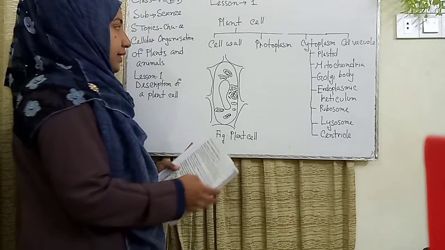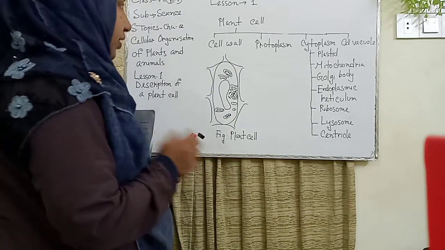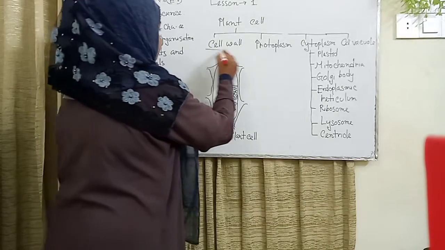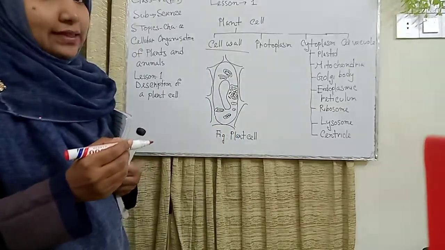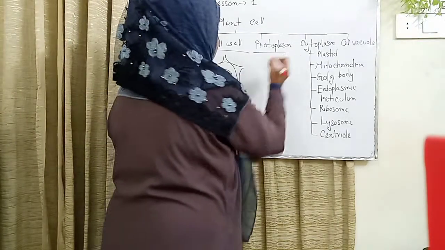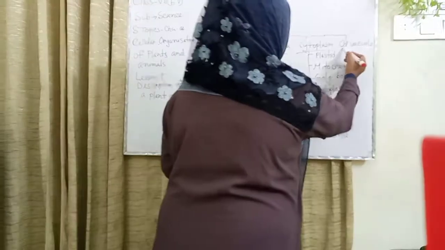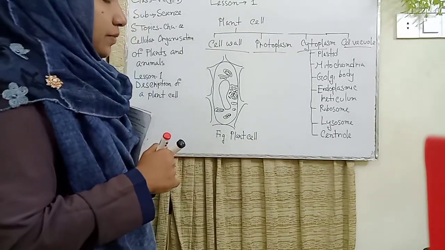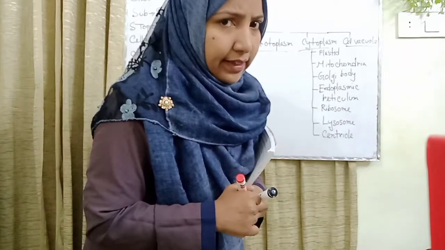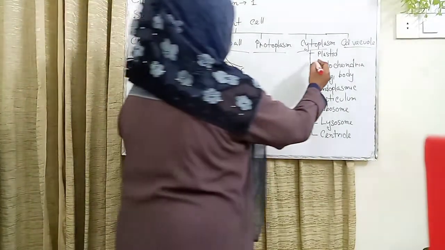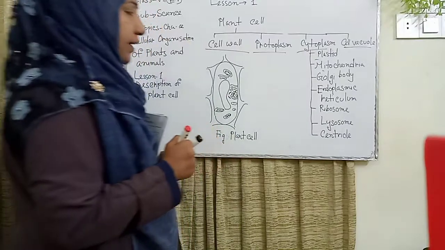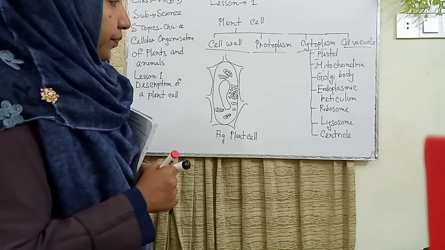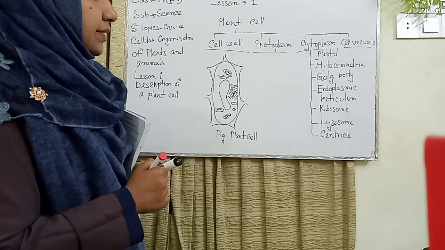There are basically 4 types of organelles. First is the cell wall. Second is the protoplasm. Third is the cytoplasm and the fourth is the cell vacuole. In the cytoplasm, there are also other organelles. First is the plastid, second is the mitochondria, third is the Golgi body, fourth is the endoplasmic reticulum, and the ribosome, lysosome and the centriole.